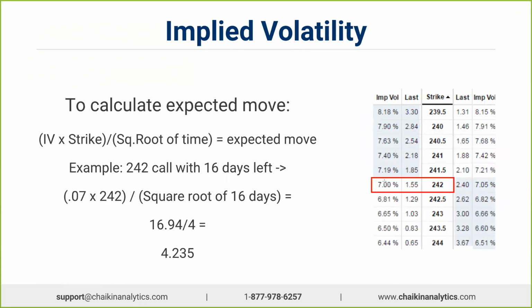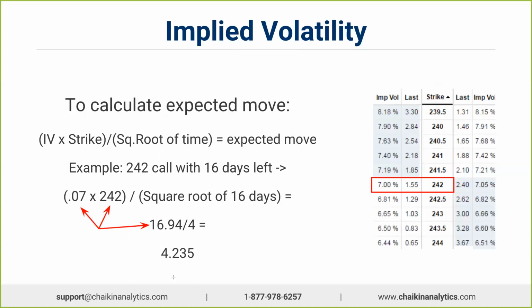7%, and we multiply it by the strike, which in this case is 242. All right, so there's the implied volatility, and we multiply it by the strike. And then we divide that by the square root of the time left. So I'm just going to say there's 16 days left because that makes it easy. So we take that number, 1694, and we divide it by 4. That gives us our expected move.